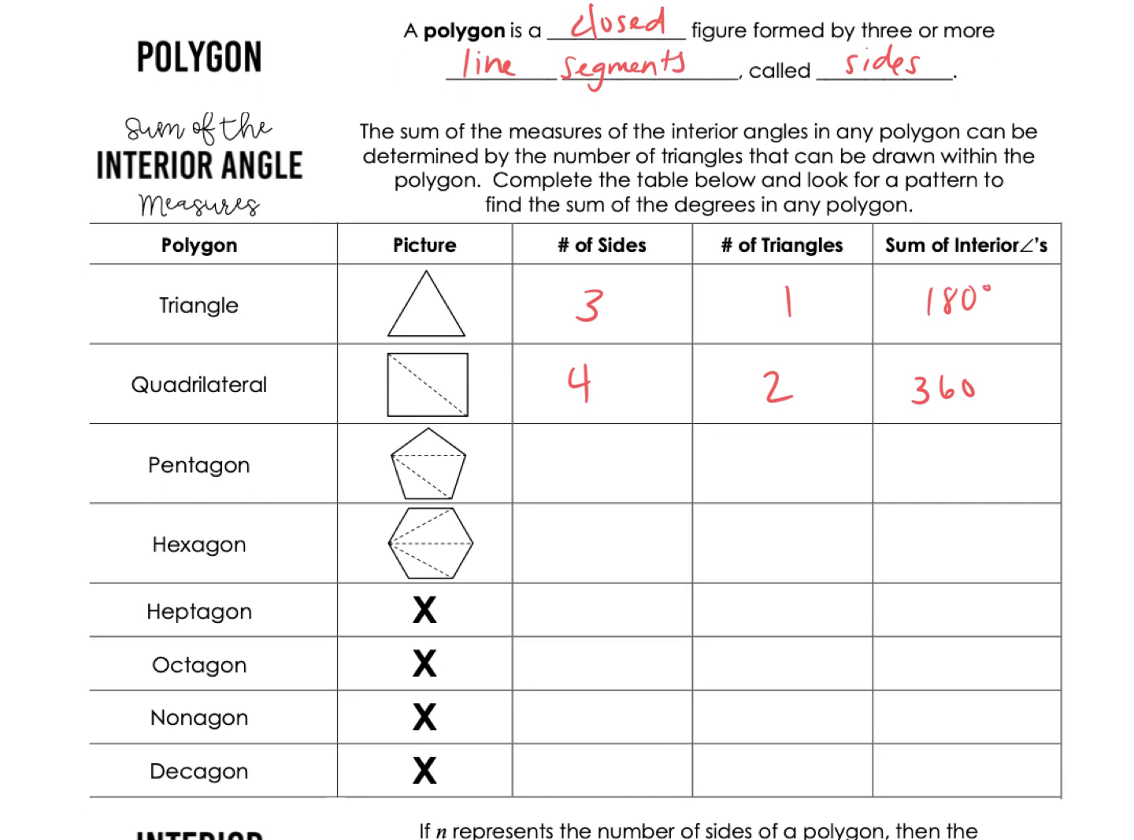Okay, if I have a pentagon, I can break it up into 3 triangles. It's got 5 sides, 3 triangles. How do you think I would find the number of degrees? You add all 3 triangles, or do 180 times 3. So 540. And then if I have 6 sides, how many triangles is it? 4. And that would be 180 times 4, which is 720. I'm hoping that you see the pattern here.